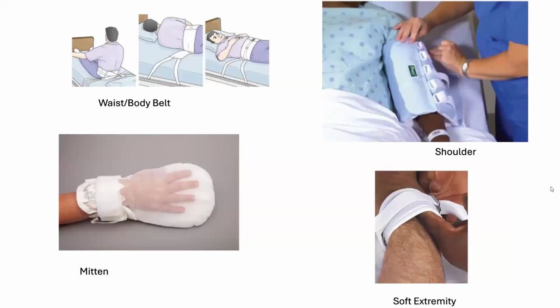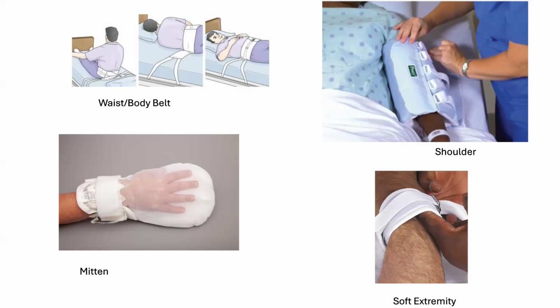So as Carly was talking about, here are some visuals of all of the various types of mechanical restraints. Up in the top left, you have the waist or the body belt restraint. These are typically used for a confused patient in order to keep them in bed after a surgery, like an ankle surgery or a hip replacement. You wouldn't want them getting out of bed and injuring the site of surgery afterwards.